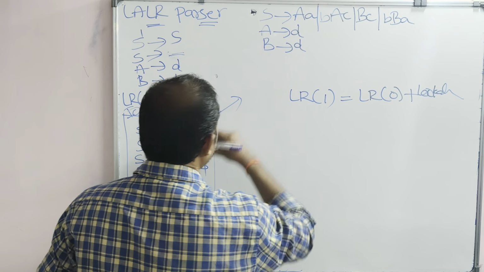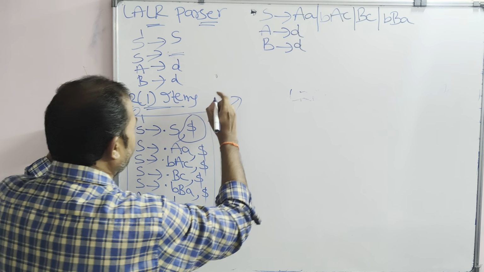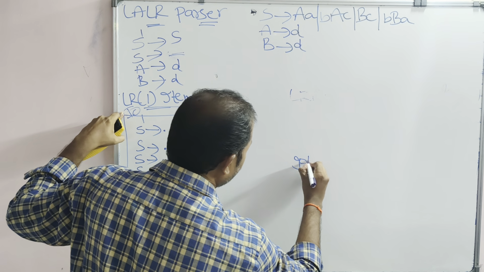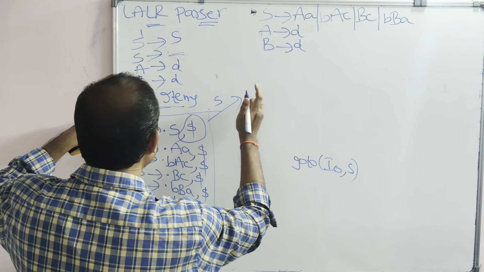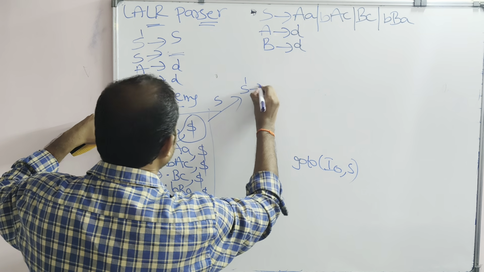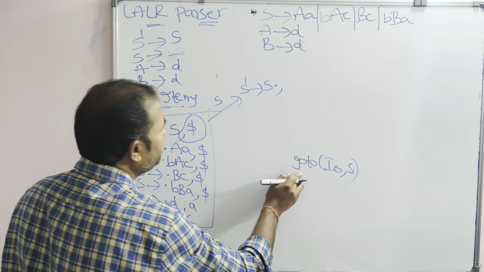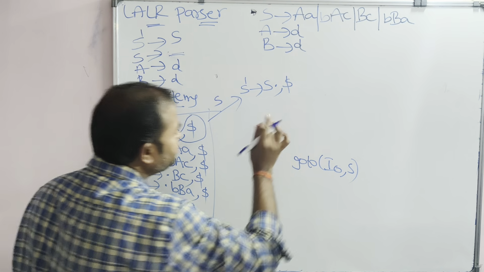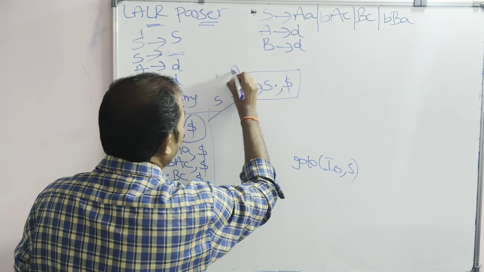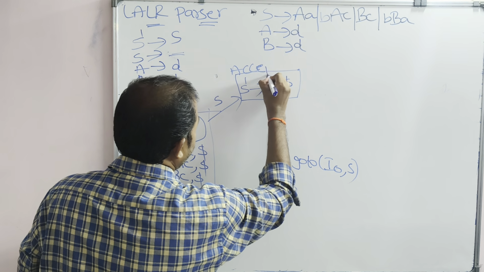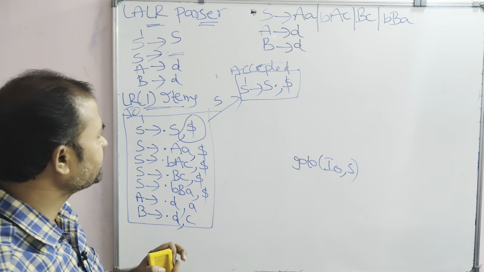Next, state I1. Apply S on I0. That means calculate goto of I0 comma S. Then the production will become S dash produces S dot. The dot is shifted one position to the right. While calculating the goto, the look ahead symbol is as it is, so there is no need to change the look ahead symbol. This state is called the accepted state. Why? Because this is start symbol dash produces S dot.